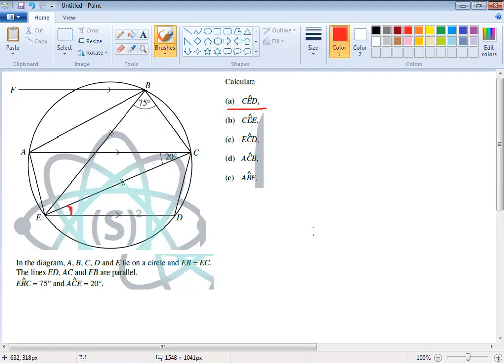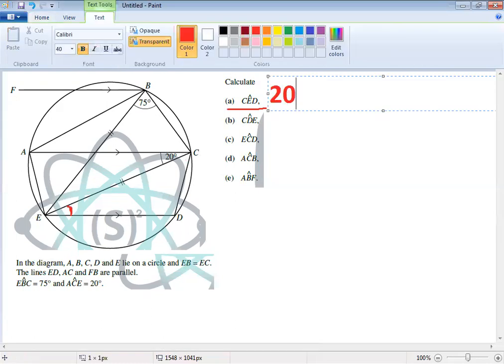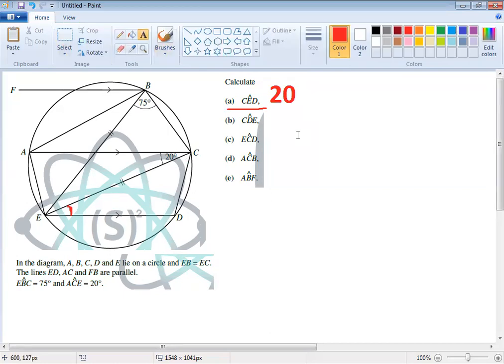20, and the reason is alternate angles. These are parallel lines forming a Z. So CED is 20 degrees. Is this clear? Easy. Keep writing along with this.